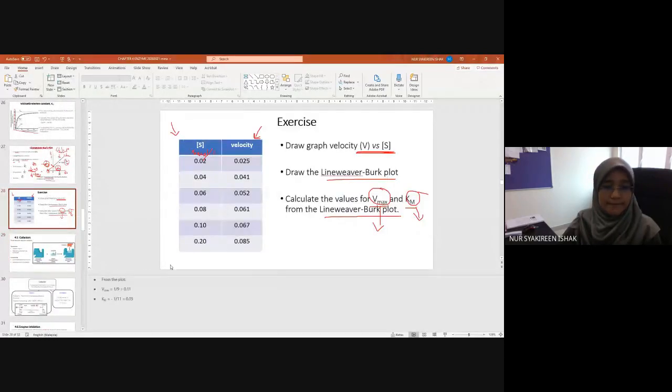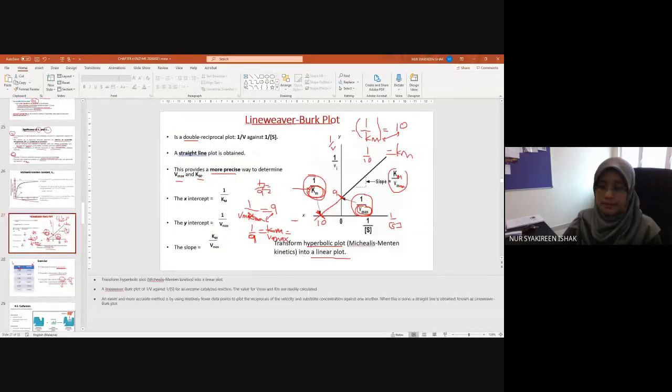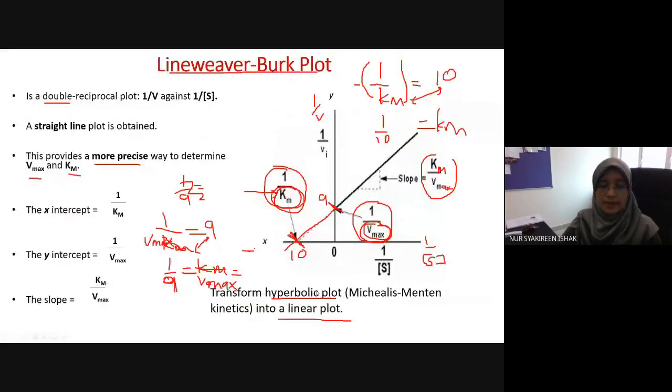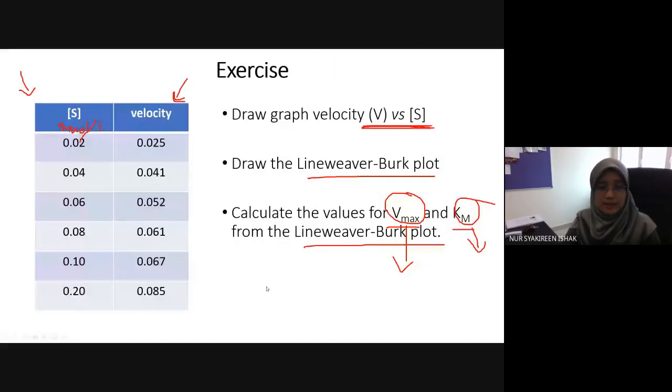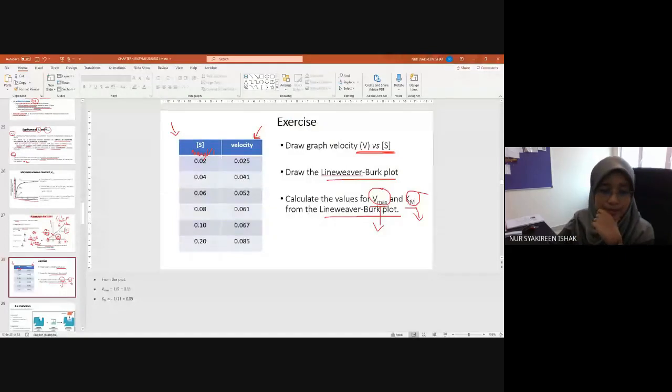Saya nak bagi daripada soalan ni, cuba awak cari, kita ada dalam 10 minit, cuba awak cari Vmax value dengan Km value. You have to plot the graph. Roughly try to plot the graph daripada table ni. Dua graph yang kena buat. Satu Michaelis-Menten, satu lagi adalah Lineweaver-Burk plot. Boleh buat sekarang.